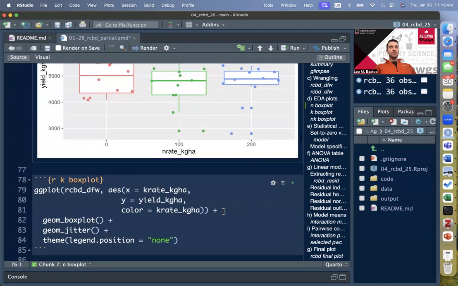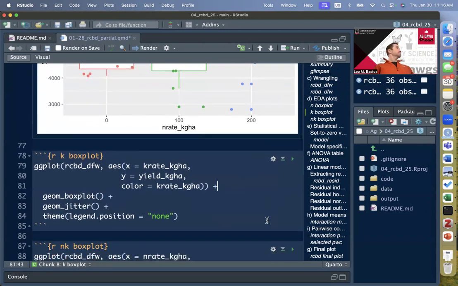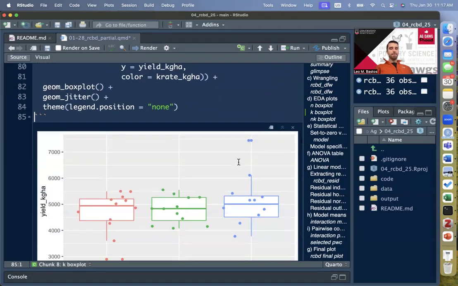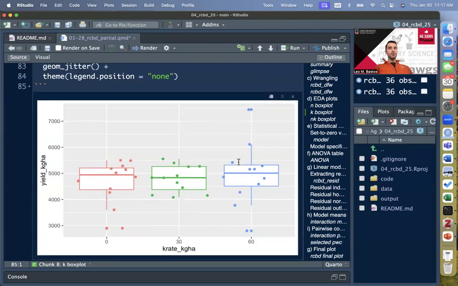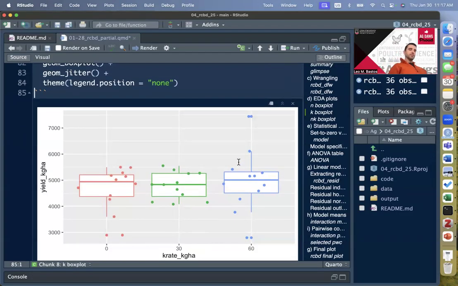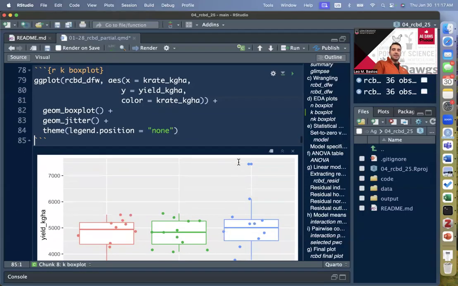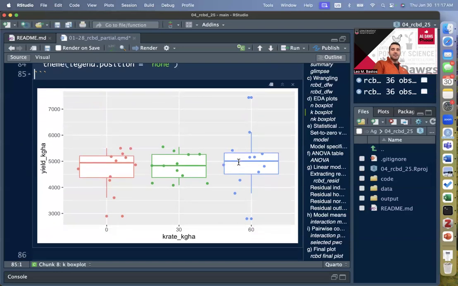All right, so the next piece of code is basically the same, but with potassium instead of nitrogen. So now potassium rate is on the x-axis, potassium rate is the color, and everything else is the same. So we can go ahead and run it, and we can look into those box plots. Okay, so our hypothesis coming in was that we would have a nitrogen effect and a potassium effect on yield, in this case, wheat yield.